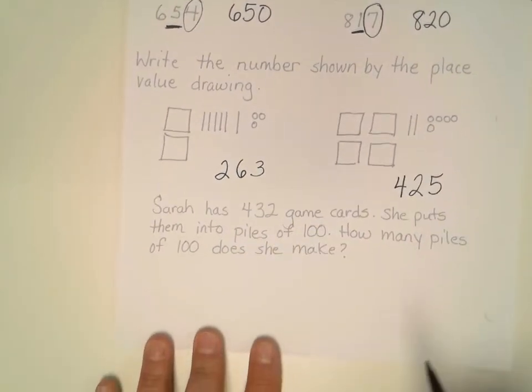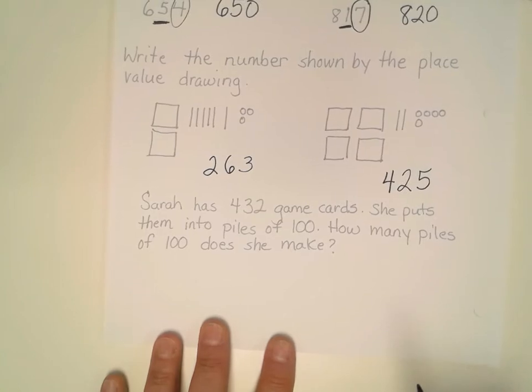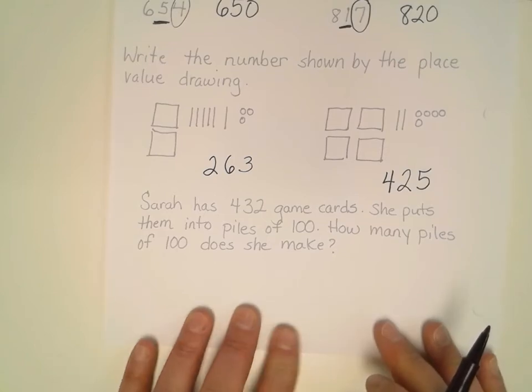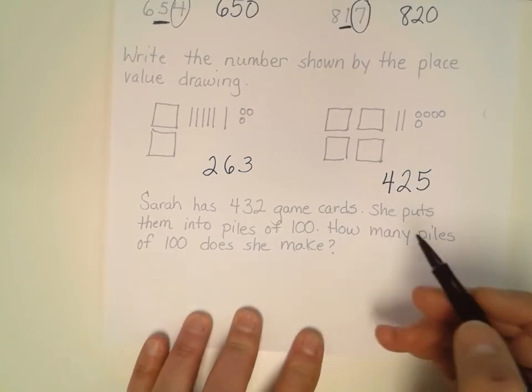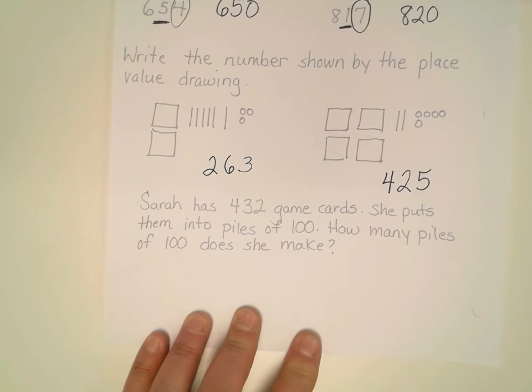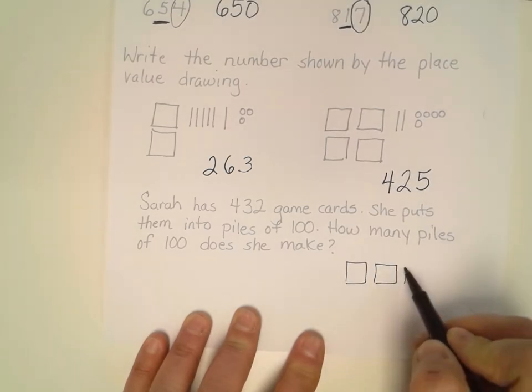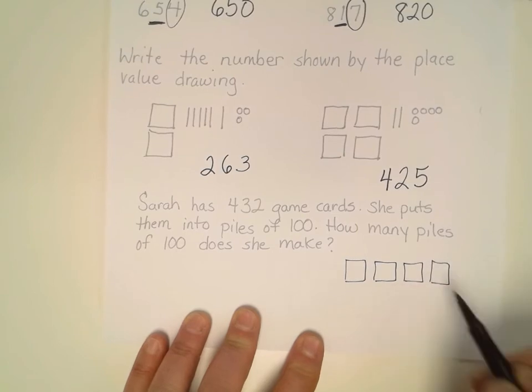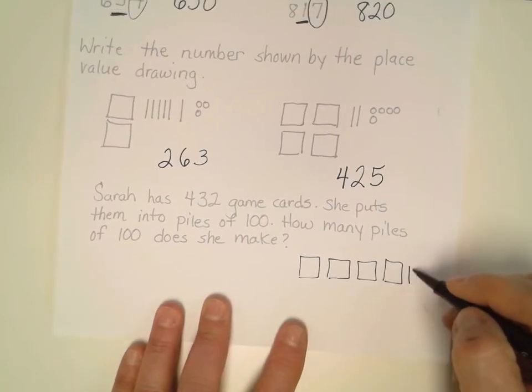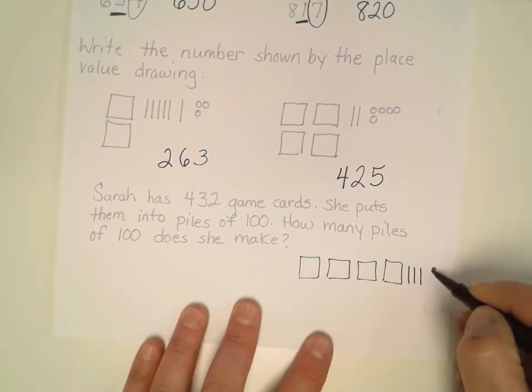All right, lastly, Sarah has 432 game cards. She puts them into piles of 100. How many piles of 100 does she make? So I'm going to do this one by making that place value drawing and looking at it carefully. 1, 2, 3, 4. There's my 400s. 1, 2, 3 tens, and 2 little babies.